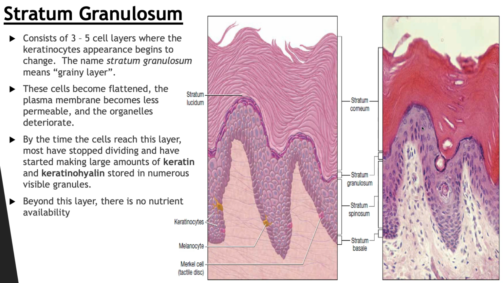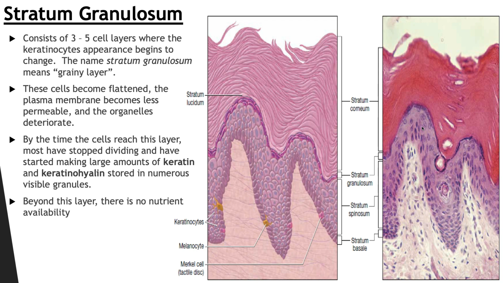Continuing to the stratum granulosum, it consists of 3 to 5 cell layers where the keratinocytes' appearance begins to change. This is where we start seeing the product of that diffusion rate up into living cells here. So these cells become flattened and the plasma membrane becomes less permeable. The organelles begin to deteriorate at this time. Remember, we're going from top to bottom here, so we're going from dead skin cells getting down to alive ones.